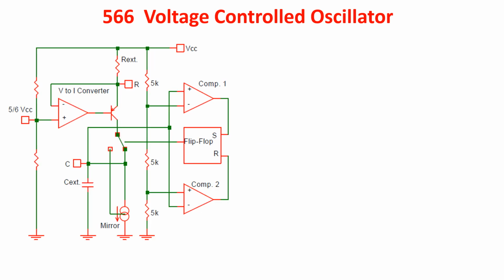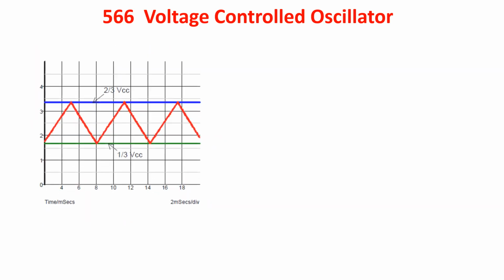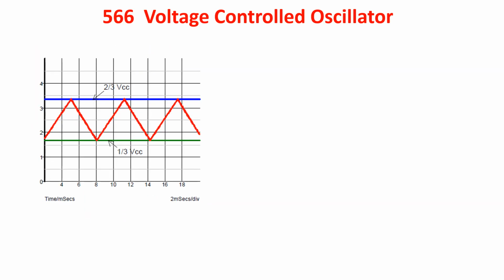So the voltage across the capacitor oscillates between 1/3 of VCC and 2/3 of VCC, and being the current constant, the voltage raises and decreases linearly. To find the oscillation frequency, we keep in mind the relationship between voltage and current in a capacitor. Being the current constant, we can write this relationship where delta V is the maximum voltage drop across the capacitor and delta T is the charging time.